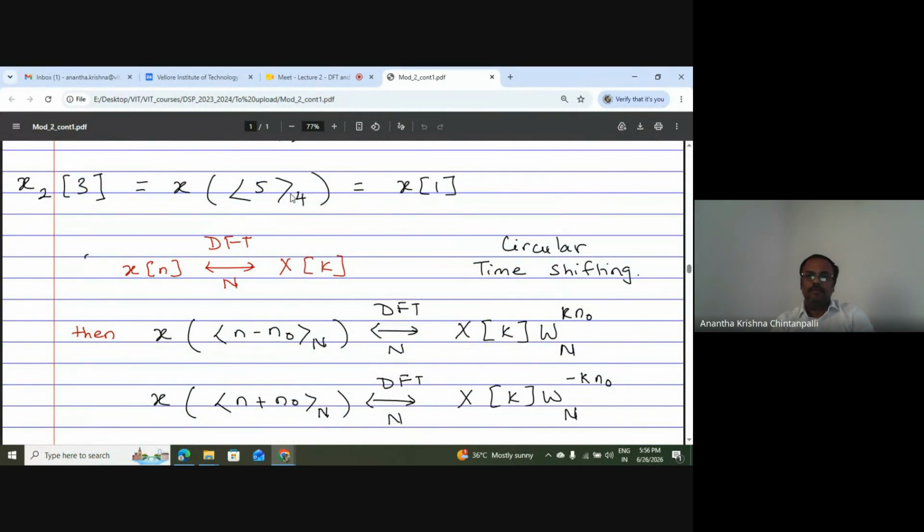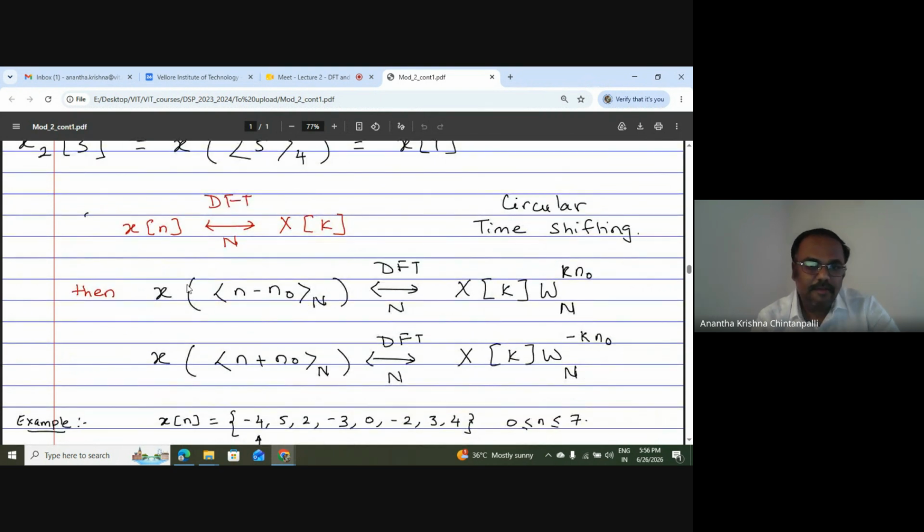Now, what happens in terms of the time shifting property? So x of n has n point DFT capital X of k. The circular time shifting is the property which we want to discuss. If I do the circular time shifting, x of n minus n naught modulo N, its N point DFT would be capital X of k times W to the power k n naught, with capital N.